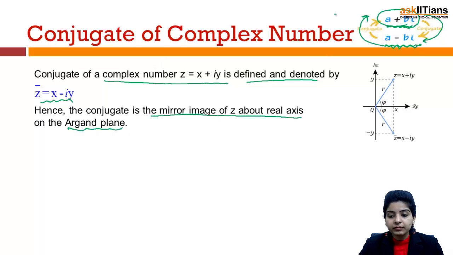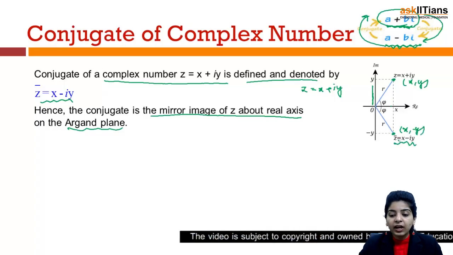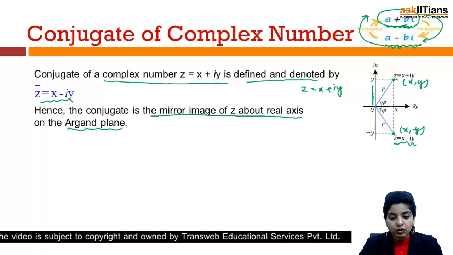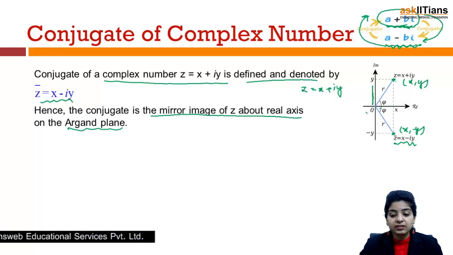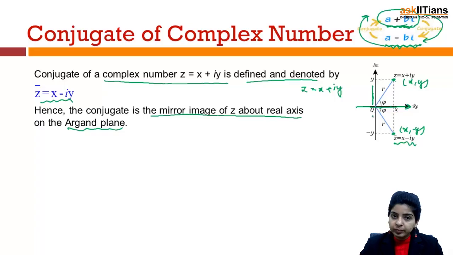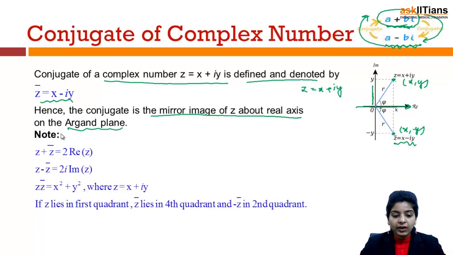What does that mean? Suppose we are given a complex number z equal to x plus iy. So this is my distance x, this is my distance y, and so my complex number z equal to x plus iy is this. What would be its conjugate? Its conjugate, as we have discussed, would be z bar equal to x minus iy, and that would be this number. So z bar is x minus iy, and this is the mirror image of this complex number z about the real axis. This is the real axis on the Argand plane.